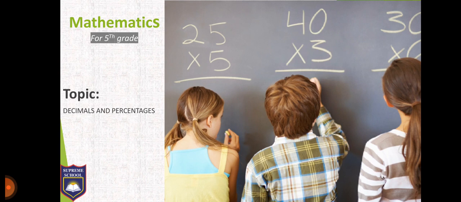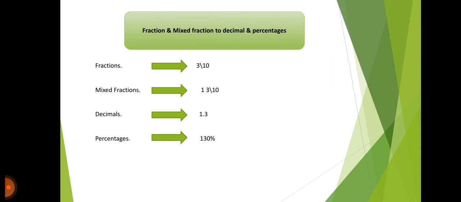Today our topic is decimals and percentages, and we will learn how to convert a decimal number and a fraction into percentages. As you know, fractions are numbers separated by a line. The number above the line is the numerator and the number below the line is called the denominator. Mixed fractions are a type of fraction which include two parts. One part is a whole number and the second part is a fraction. In this number, 1 is your whole number part and 3/10 is your fraction.